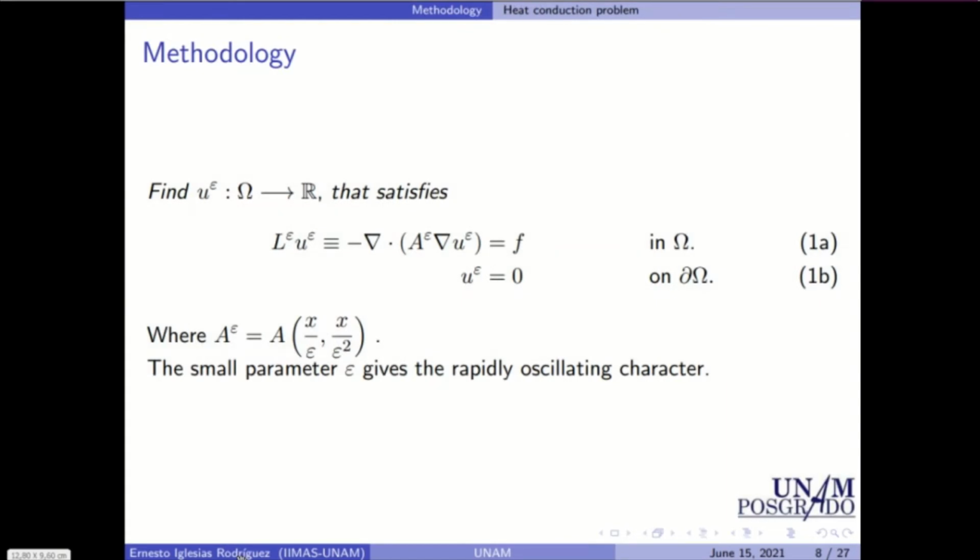The boundary value problem is an elliptic one, also referred to in the literature as the Fourier heat problem, where the coefficient A is a conductivity tensor, which is periodic inside the cells, and the rapidly oscillating character is given by a parameter of small size.